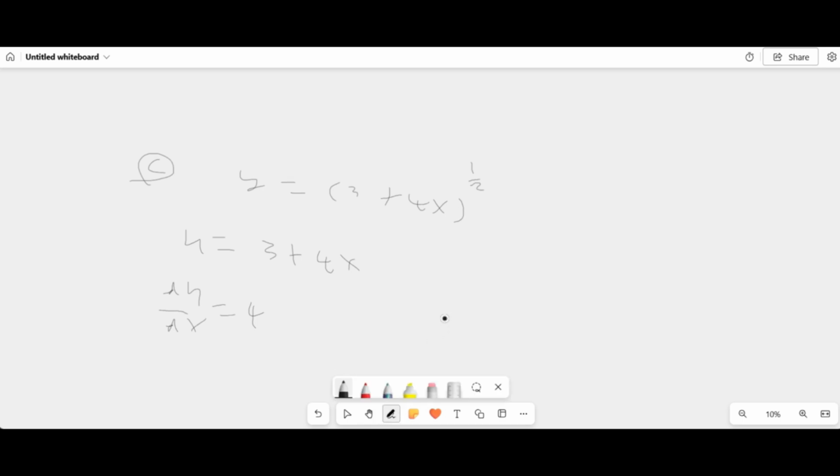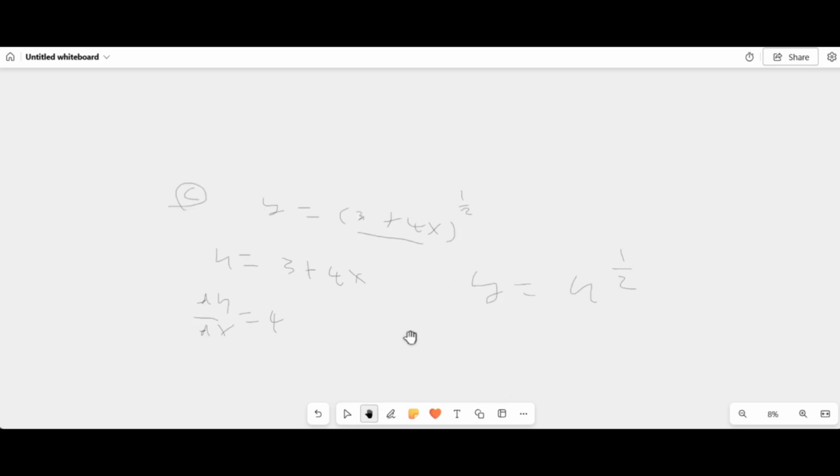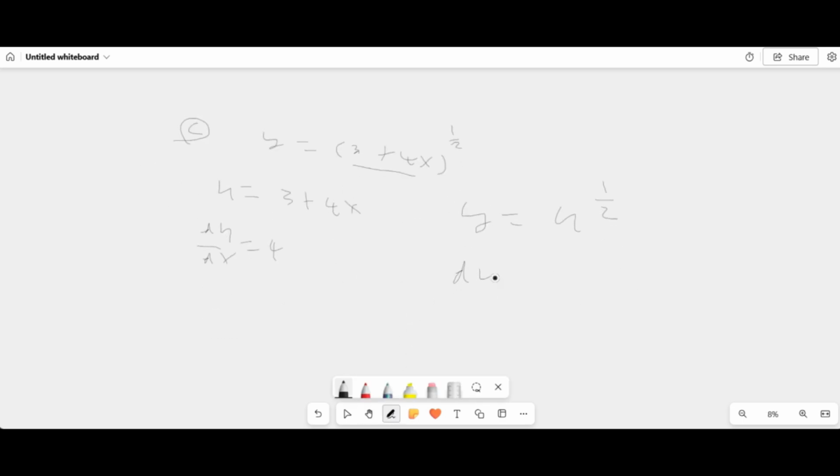Okay, no problem. And now y is equal to u to the power of a half, because this whole thing inside here is equal to u. So that's just u to the power of a half. And then after that, you're going to find dy over du. dy over du is just going to be, bring the half down, so that's half u, and then take away 1 from the half here, which is going to be minus half here.